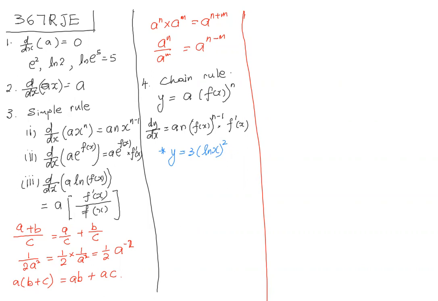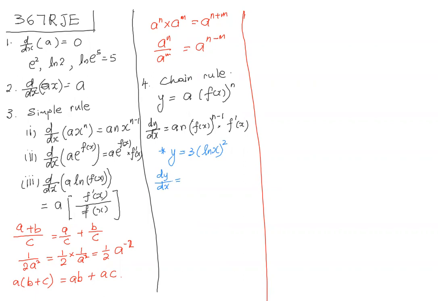No. Can I use simple rule? No. Why not? Because you have to square the ln x first before times the 3. You are right. So we have to use chain rule. Are you clear? Good. Thank you, Ashley.